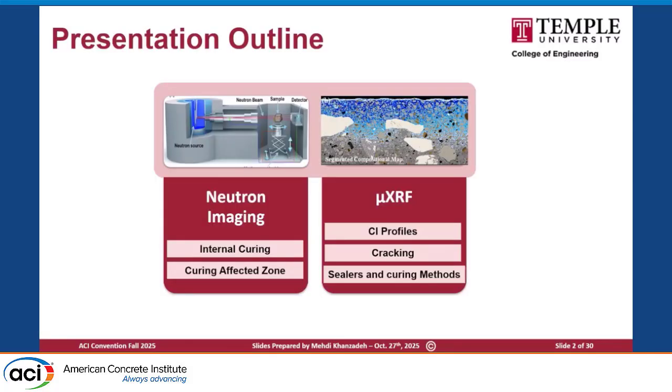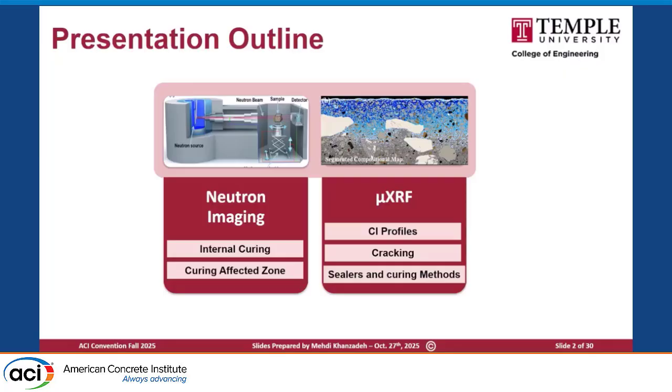On the neutron imaging part, the topic I'm going to discuss is the internal curing, mainly quantifying the curing affected zone and how the implementation of the internal curing can impact the duration of external curing. For example, if I have internal curing, can I reduce the duration of external curing by a certain percentage? We don't have that answer, so we're trying to answer that by using neutron imaging.